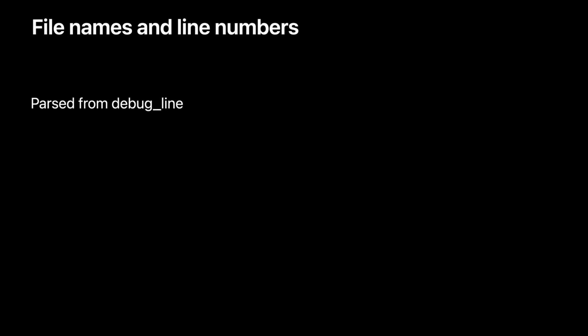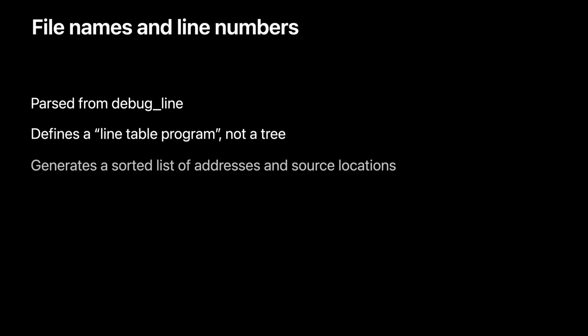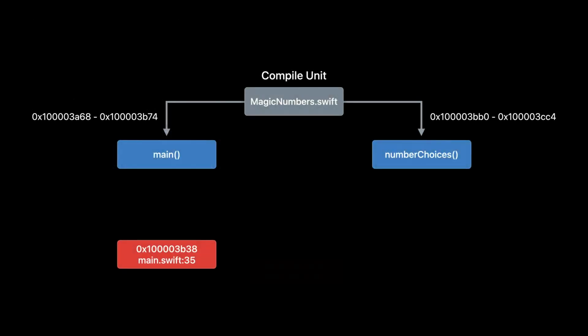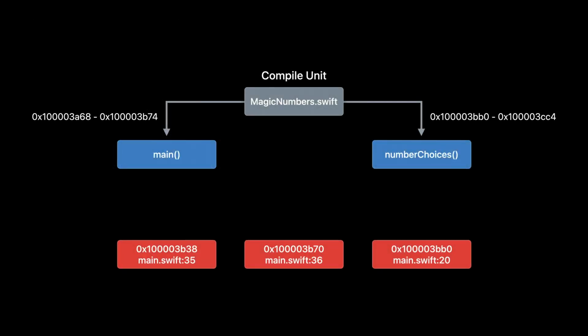Next, file names and line numbers come from the debug line stream. This stream doesn't have a tree structure. Instead, it defines a line table program where the individual file addresses can be mapped back to an exact line of code. This ends up generating a list of source code details which we can search to find the file and line. If we parse the debug info tree and generate the debug line list, we end up with a structure like the following.